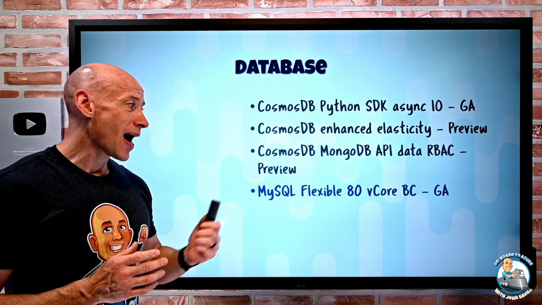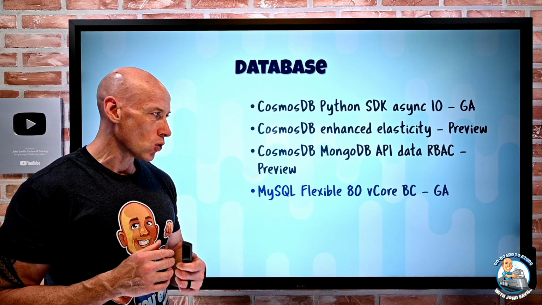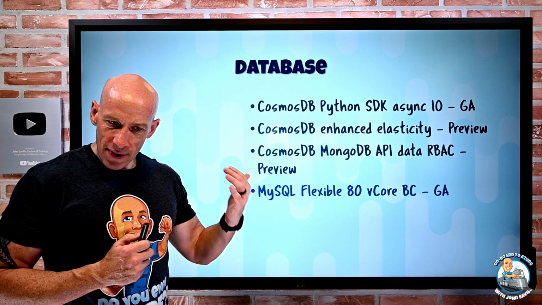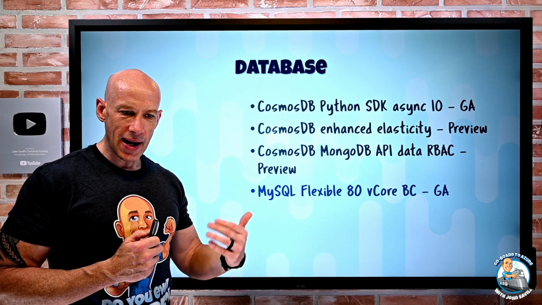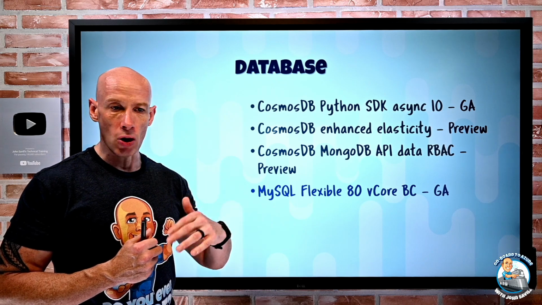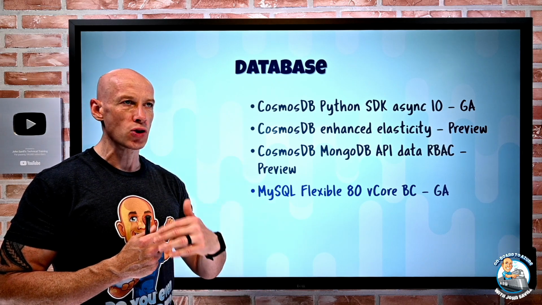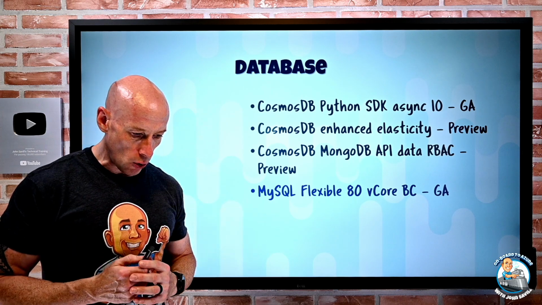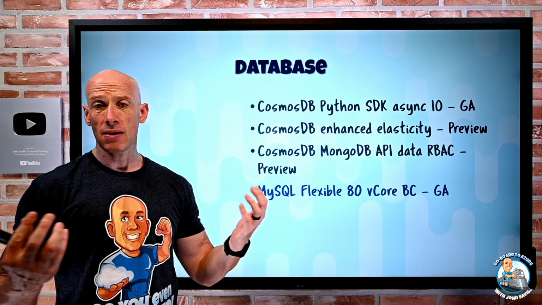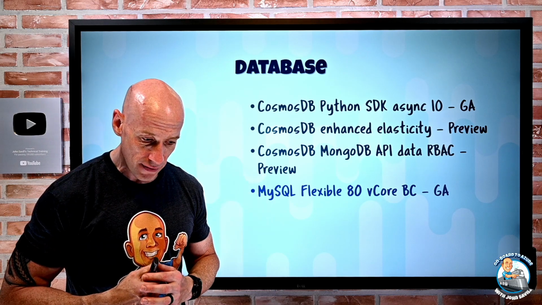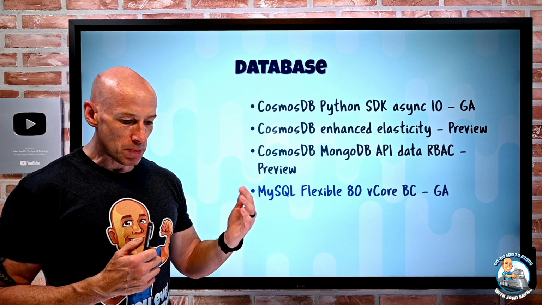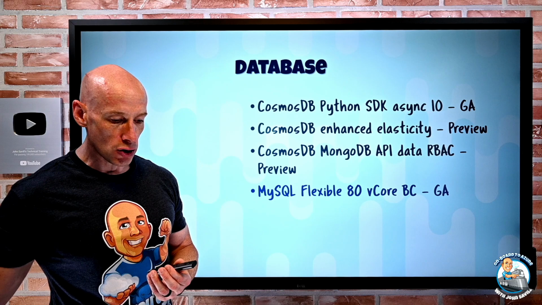MySQL Flexible ATV Core Business Critical tier has gone GA. So Flexible is all about the VM-based offerings of the managed databases. There's Flexible MySQL, there's Flexible Postgres. I can stop-start, there's burstable SKUs, there's automatic HA failover and more. So this new ATV core option gives me up to 80 vCores and 504 gigabytes of memory. And this business critical tier is built on the Esv4 virtual machine SKUs.